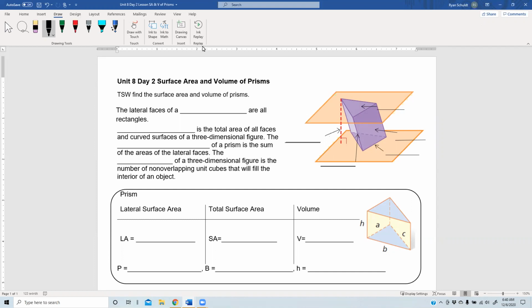First, we're going to focus on finding the surface area and volume of prisms. So the lateral faces of a prism are all rectangles. So if we look at this picture here, which one of these arrows is pointing to a rectangle? It's this one. So this is a lateral face.